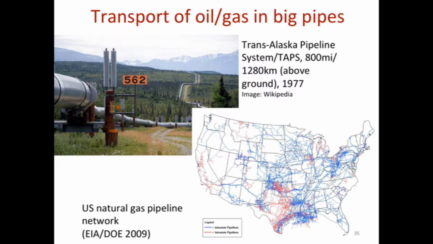So let's see all of these pipes that might be bending and might not be bending. One of the largest ones is the Trans-Alaska Pipeline. It is more than 1,000 kilometers long, and it was built in 1977. And you can also see the network of the natural gas pipelines in the United States. This is again taken from that Energy Information Administration website, which is a good source for all kinds of stuff. So you can actually see a network of pipes.